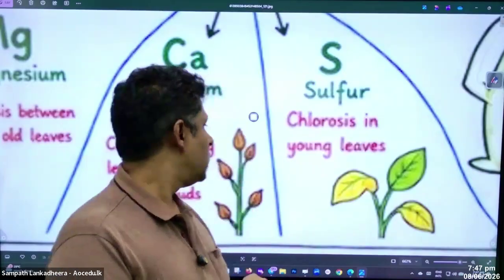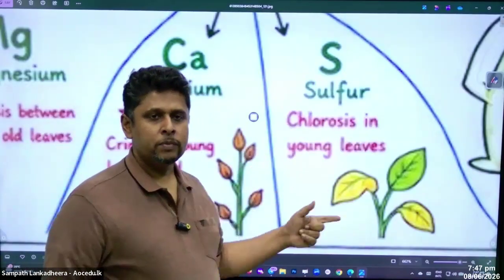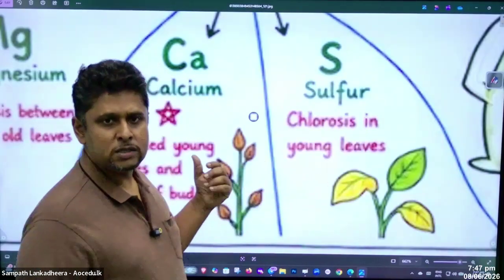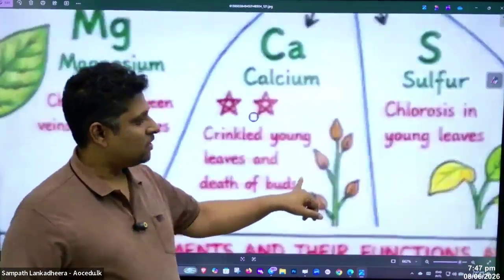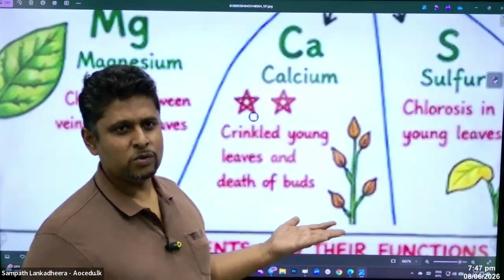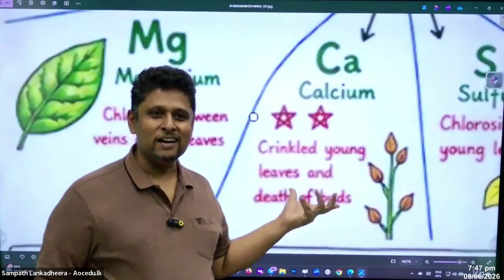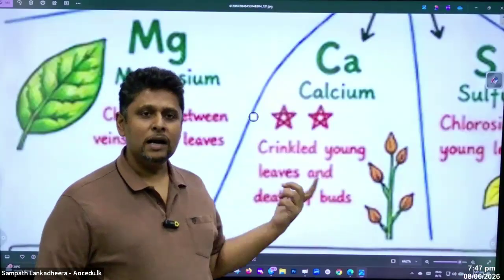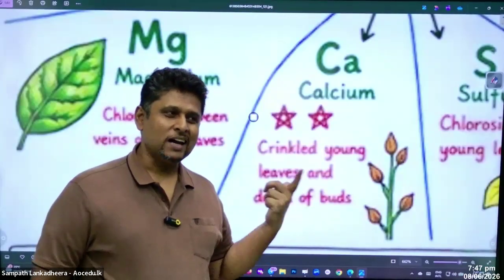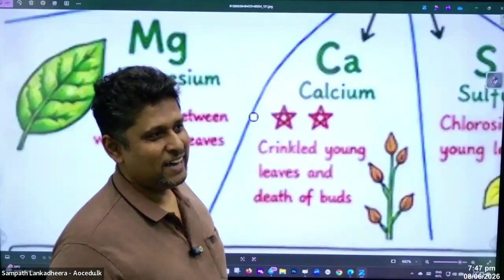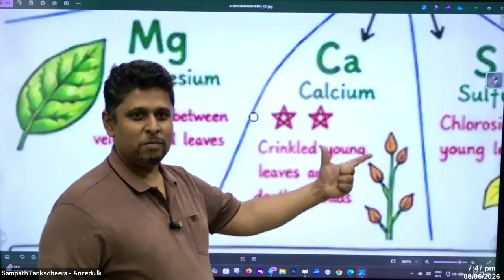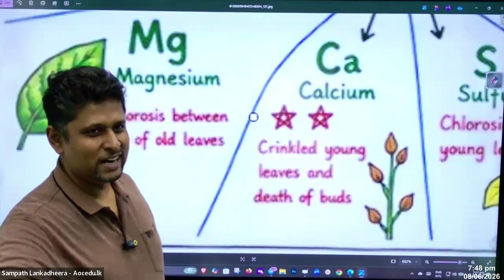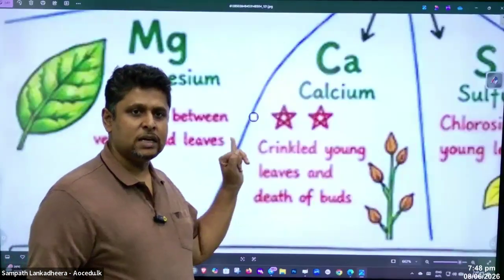Chlorosis in young leaves. Chlorosis is the loss of green color, and then the yellow color appears. We call that chlorosis, right? Chlorosis is chlorophyll breakdown. Then, crinkle little star: crinkle in young leaves. Chlorosis in young leaves is unusual, because it appears in young ones. Young ones appearing like that is not good, it's unusual.